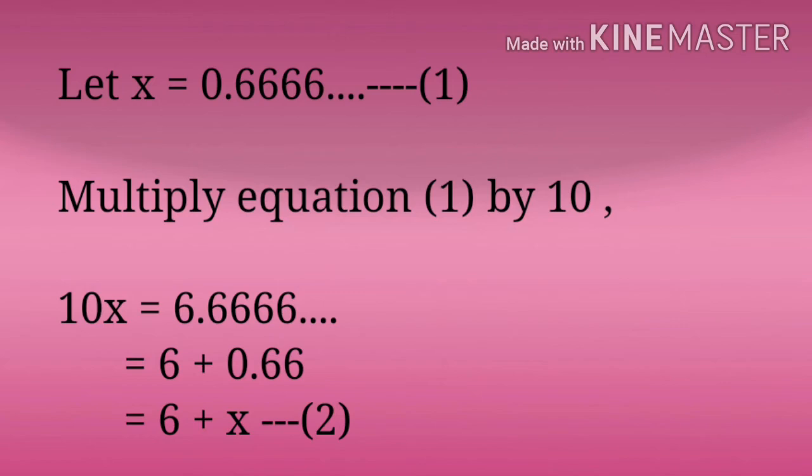Which means you have to understand one thing. After the decimal point, how many repeating numbers are there? Here 0.66, right? After the decimal point, there is only one number, 6, and that 6 is repeating. So after the decimal point, there is only one number. So you can take 10.